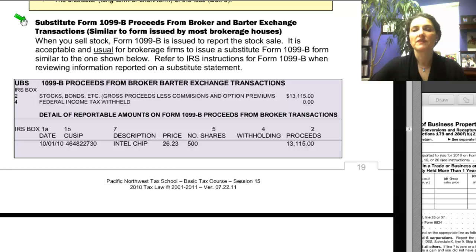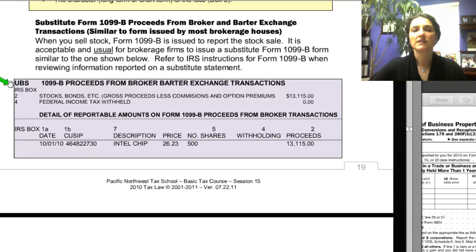Now remember I told you that 1099-B form usually doesn't look like that when you get it from your client. That is, your client comes in and they have a 1099-B, but it doesn't look like that. And that's because most brokerage houses don't use that standardized format. Instead, they use a substitute format. When you sell stock, Form 1099-B is issued to report the sale. It is acceptable and usual for brokerage firms to issue a substitute 1099-B form similar to the one shown below. You should refer to IRS instructions for Form 1099-B when reviewing information reported on a substitute statement.